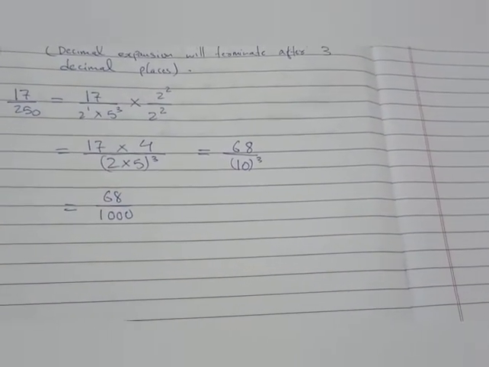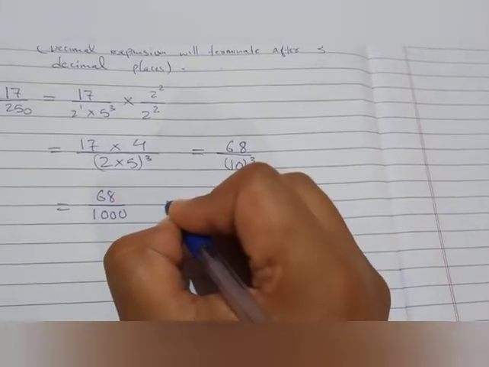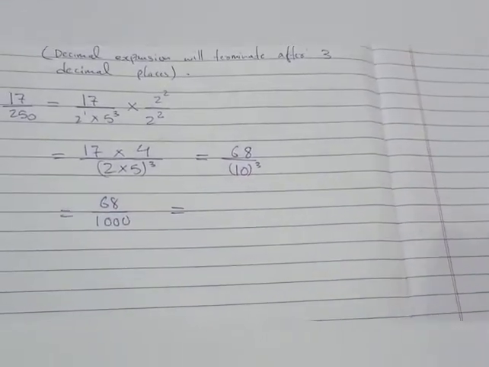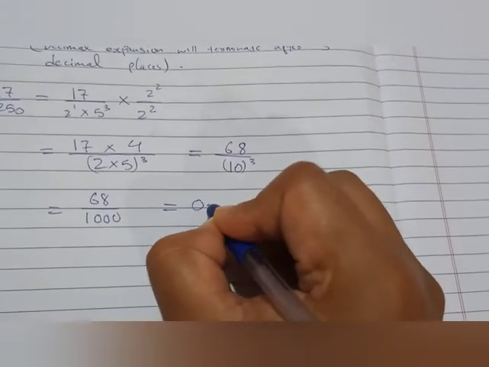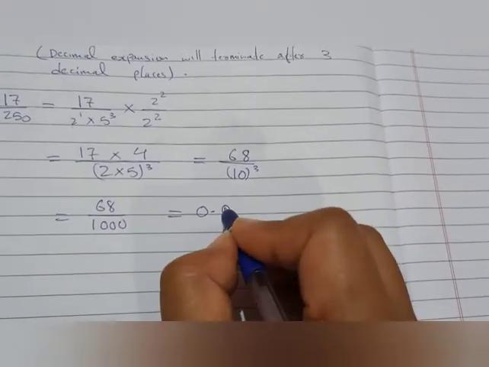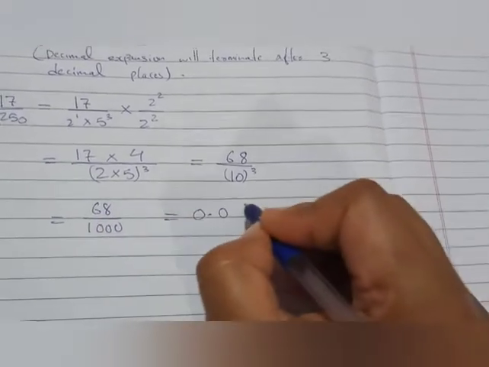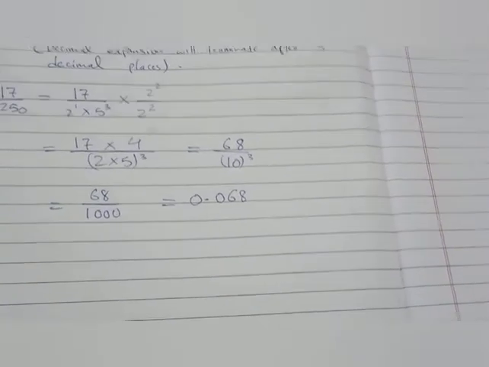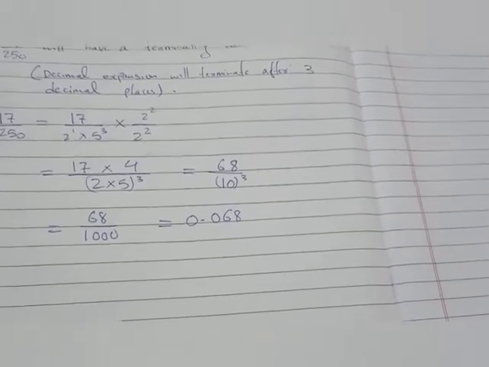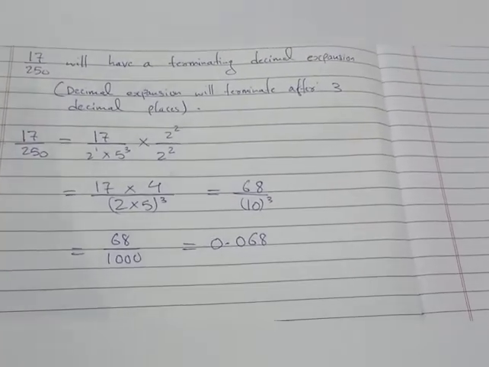Since we have 3 zeros in the denominator, we can write 68 by 1000 as 0.068. We'll put an extra 0 because we have only 2 digits here. So this is our decimal expansion of 17 by 250.